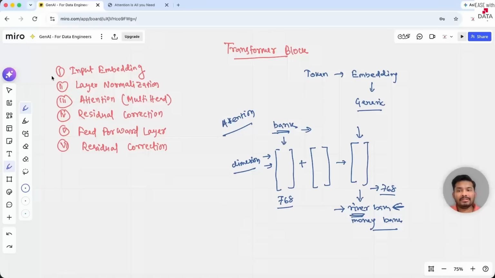So from this list, we have already covered input embedding because this is what is being fed into the transformer. Till now, it has generic meaning, so it is not pointing to the correct direction. Now, once the embedding is there, it is normalized. We already know normalization means bringing down or tuning down the numbers properly.